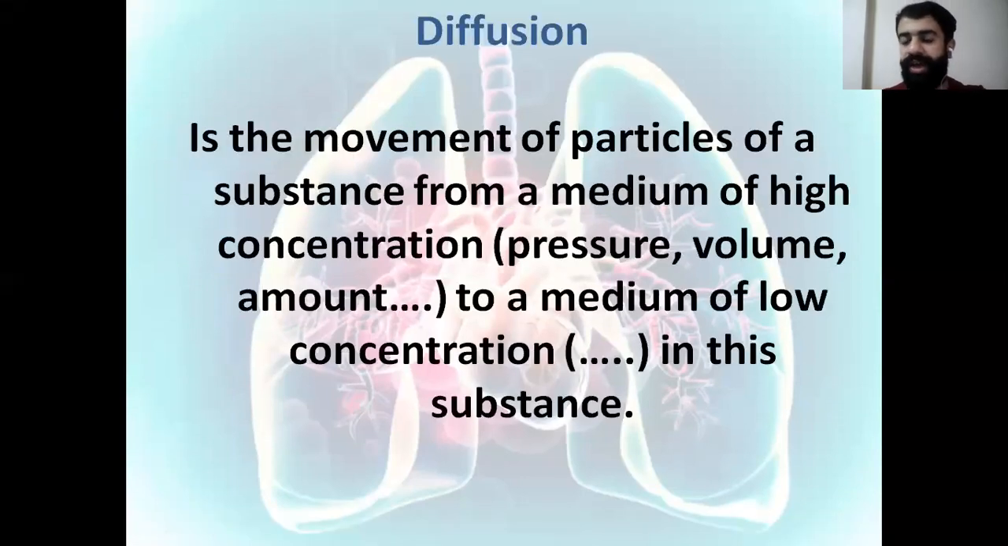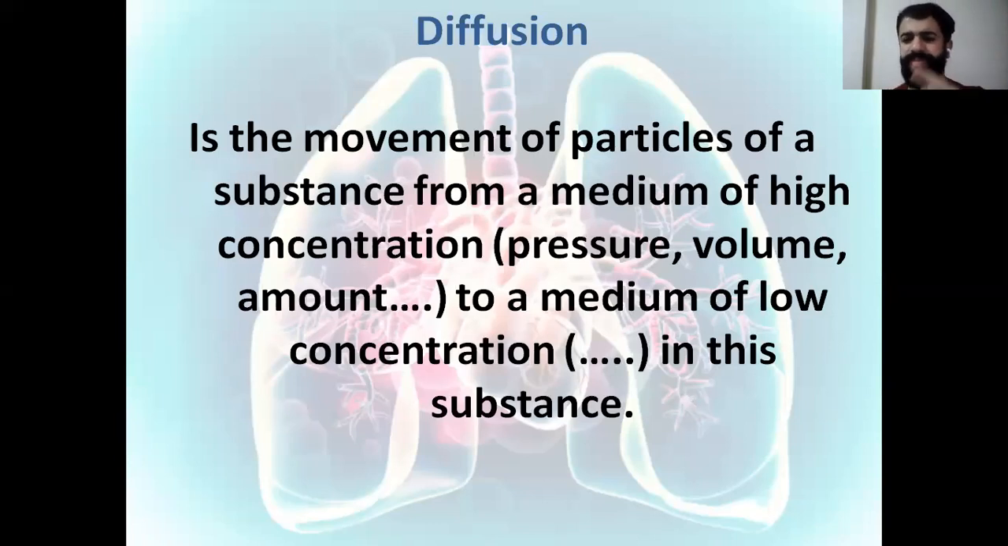What is diffusion? Diffusion is the movement of particles of a substance from a place containing a high concentration. What is the meaning of high concentration? Containing a high amount of this substance, or even high pressure or high volume, to a place containing a low amount, low pressure, or low volume of this substance. Let's have an example in order to understand what diffusion is. So they move from a medium of high concentration to a medium of low concentration.